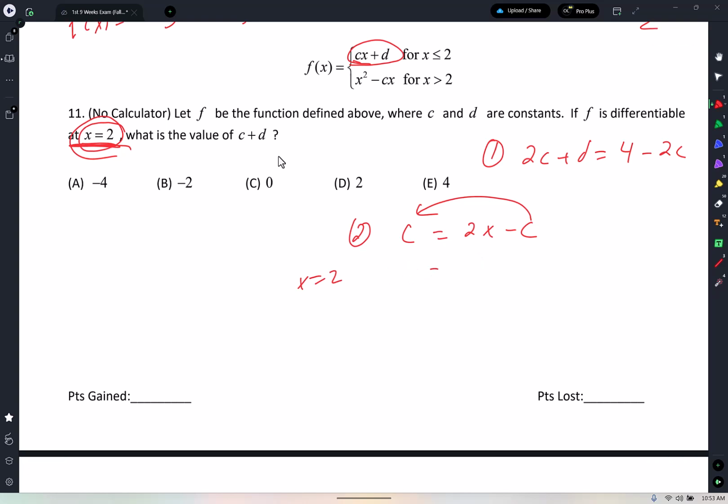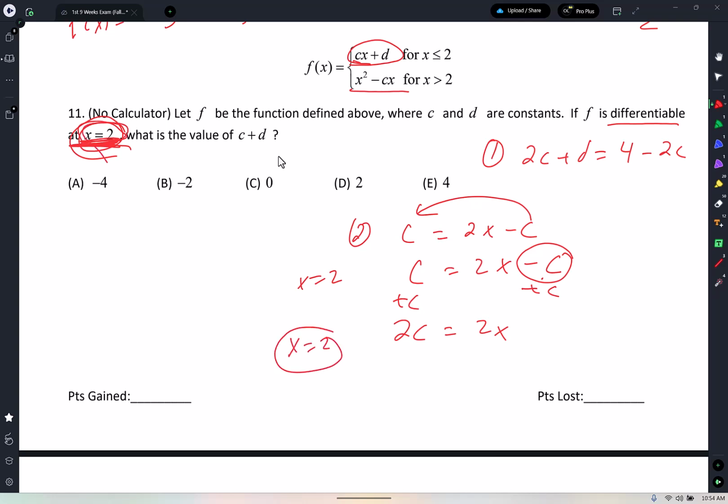Okay, the derivative of cx plus d is c, and the derivative of x squared minus cx is 2x minus c. Yes or no? And you see this c here? I went plus c, so 2c equals 2x. And then I need it to be differentiable at what x value? 2. So if I need it to be differentiable at x equals 2, I plug in a 2 for x. 2c equals 4. Divide both sides by 2. c equals 2.